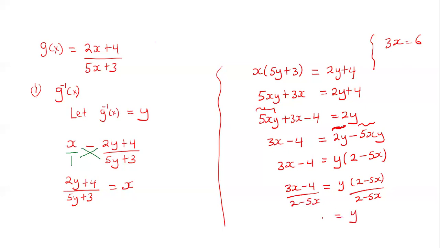And so what is your y? Y will be equal to 3x minus 4 out of 2 minus 5x. Okay, so what is going to be our inverse in conclusion? Okay. Thank you, Kathy. That is correct.